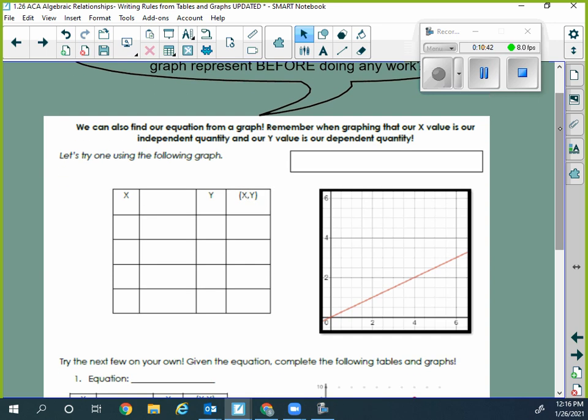All right, so let's see what it's asking us to do. It says, we can also find our equation from a graph. Remember when graphing that our x value is our independent and our y value is our dependent. So let's try looking at one of the graphs, okay? So first of all, I would put down here that this is our independent, which is our x. This is our dependent, or y, okay?